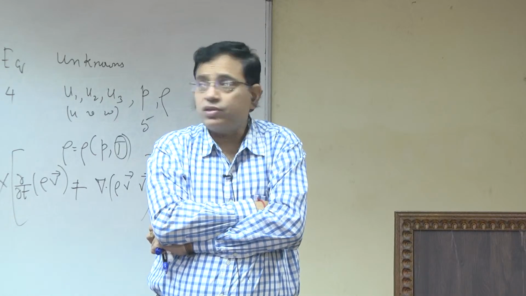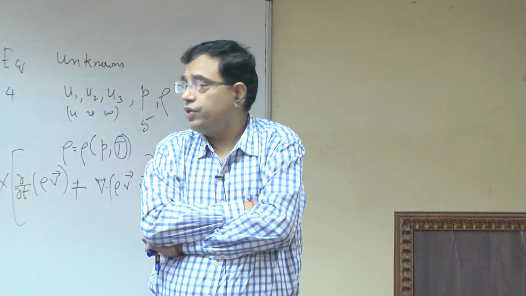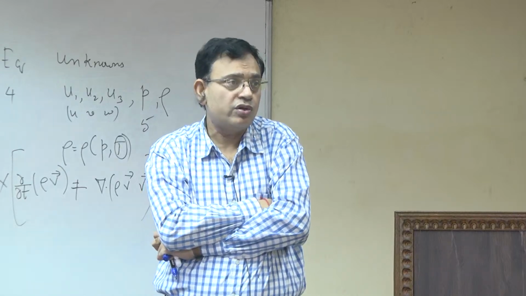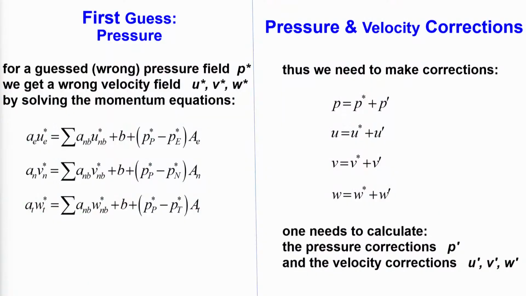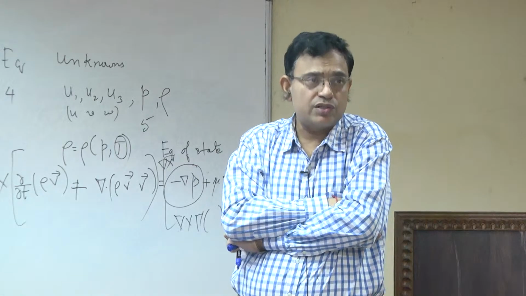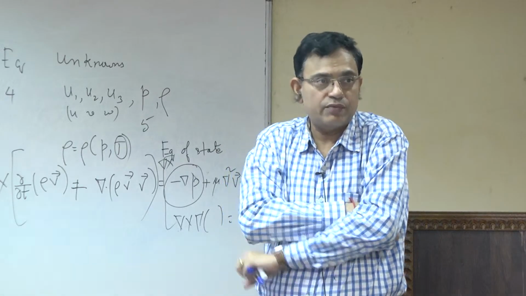So, how will they become the correct P, U, V, W? If you add the correction, which you do not know. So, you have your actual P equal to P star plus the pressure correction P dash. So, you have the concept of pressure correction and velocity correction. In an iterative scheme you have pressure correction and velocity correction to make sure that from your inaccurate value it is going to converge after some iterations to the correct value.